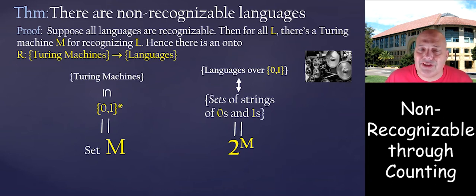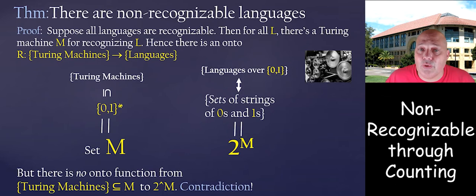So the Turing machines are contained in M, and the languages are 2 to the M, and so there is no onto function from M to 2 to the M, and therefore there is definitely no onto function from Turing machines to 2 to the M, so from Turing machines to languages, and this is a contradiction.